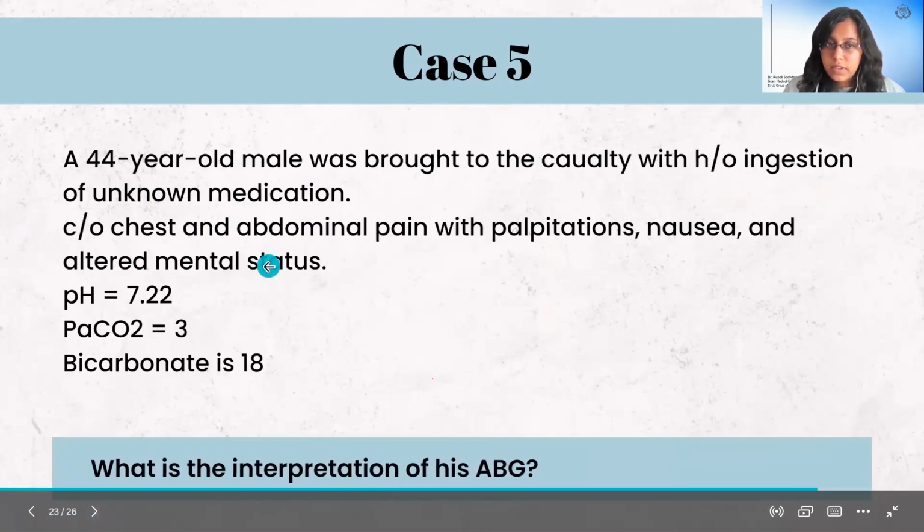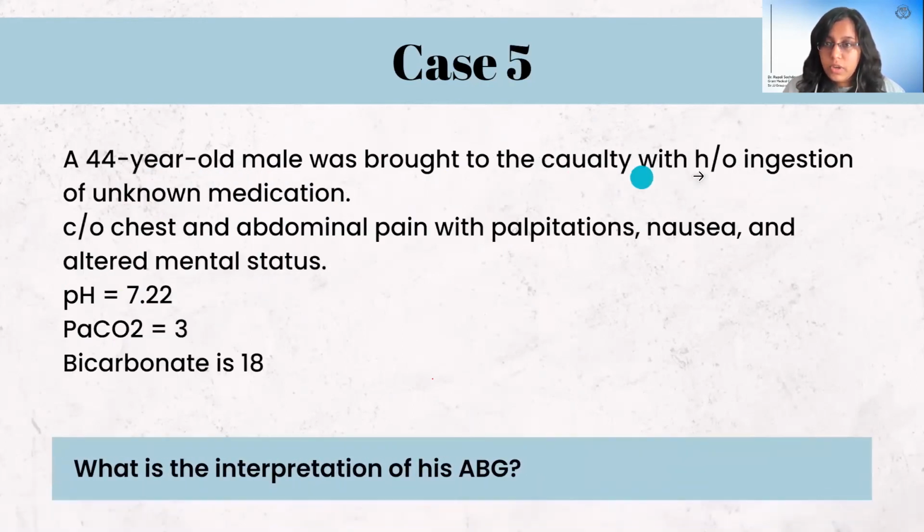Case 5. A 44-year-old male brought to the casualty with history of ingestion of unknown medication. Complaint of chest and abdominal pain with palpitation, nausea, altered mental status. pH 7.22, PaCO2 3, bicarbonate 18. What is the ABG interpretation?